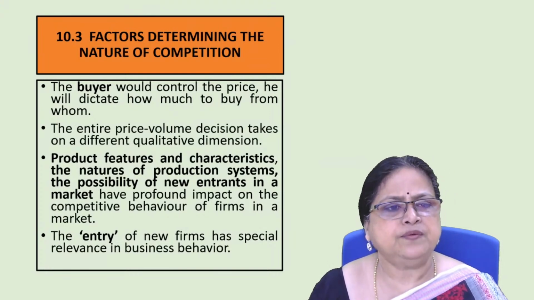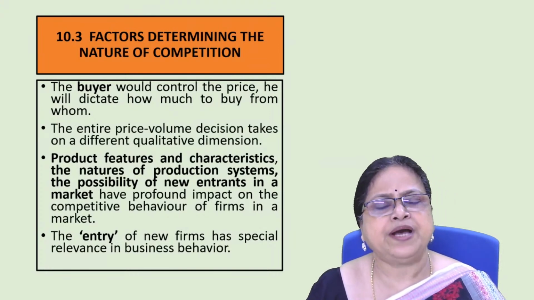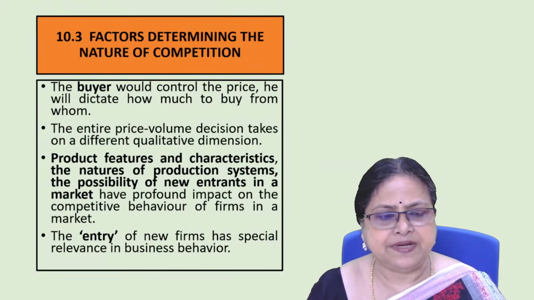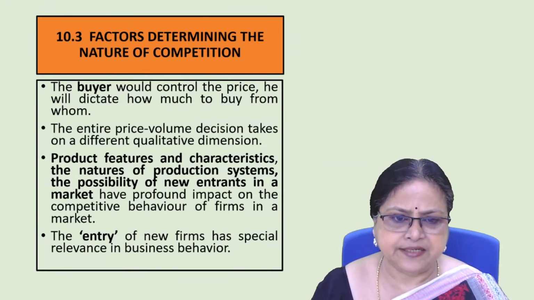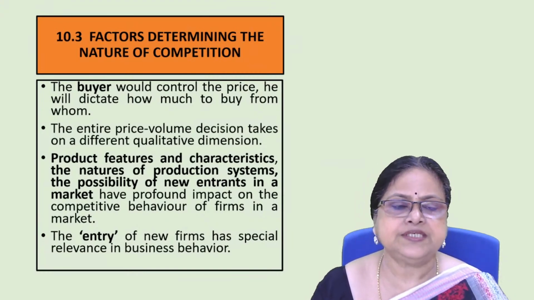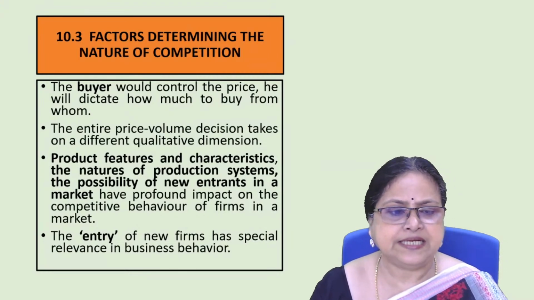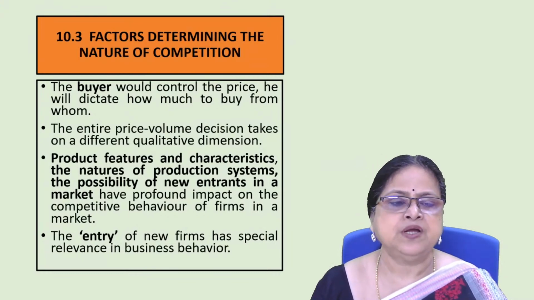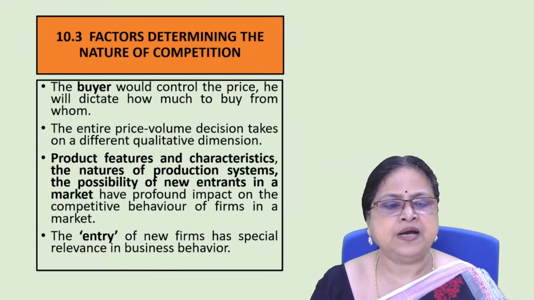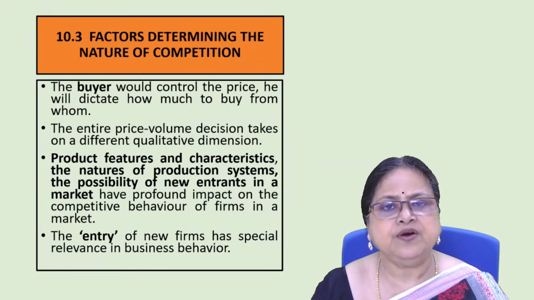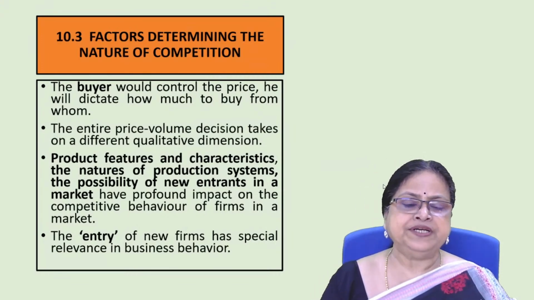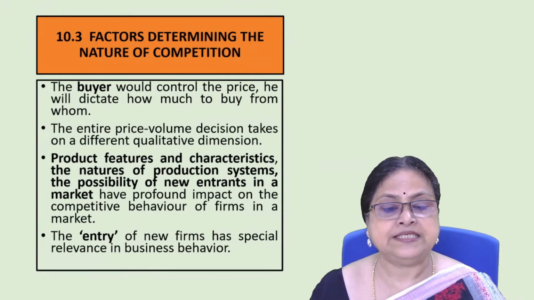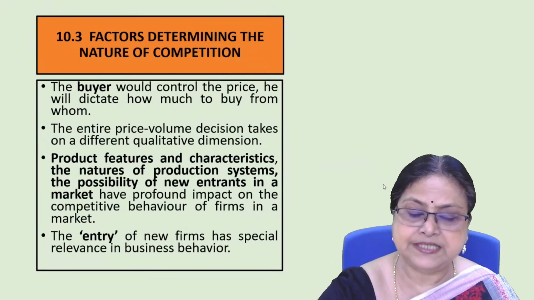The buyer would control the price. He will dictate how much to buy from whom. The entire price-volume decision takes on a different qualitative dimension. Product features and characteristics, the nature of production systems, and the possibility of new entrants, that is, barriers to entry in a market, have a profound impact on the competitive behavior of firms in a market. So the barrier to entry of new firms has a special relevance in business behavior.